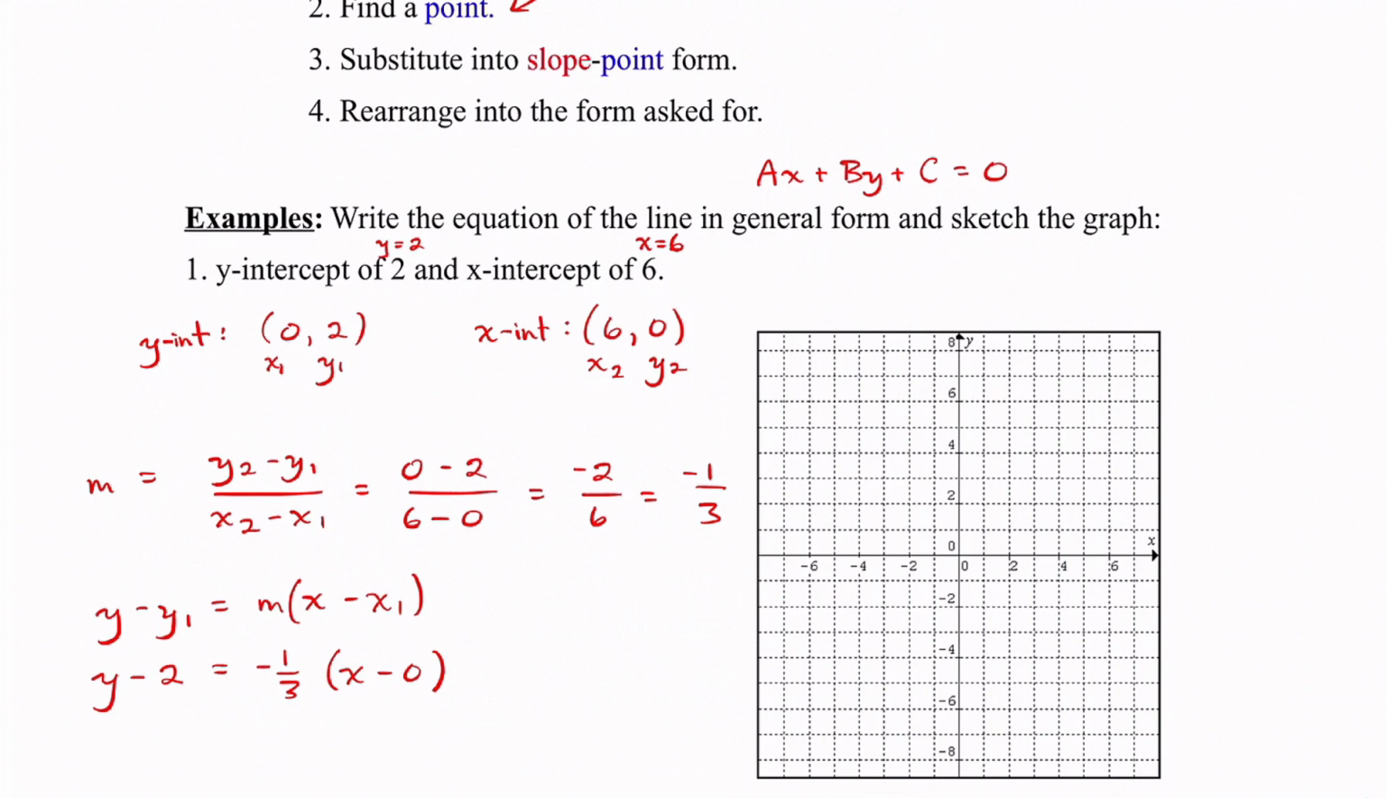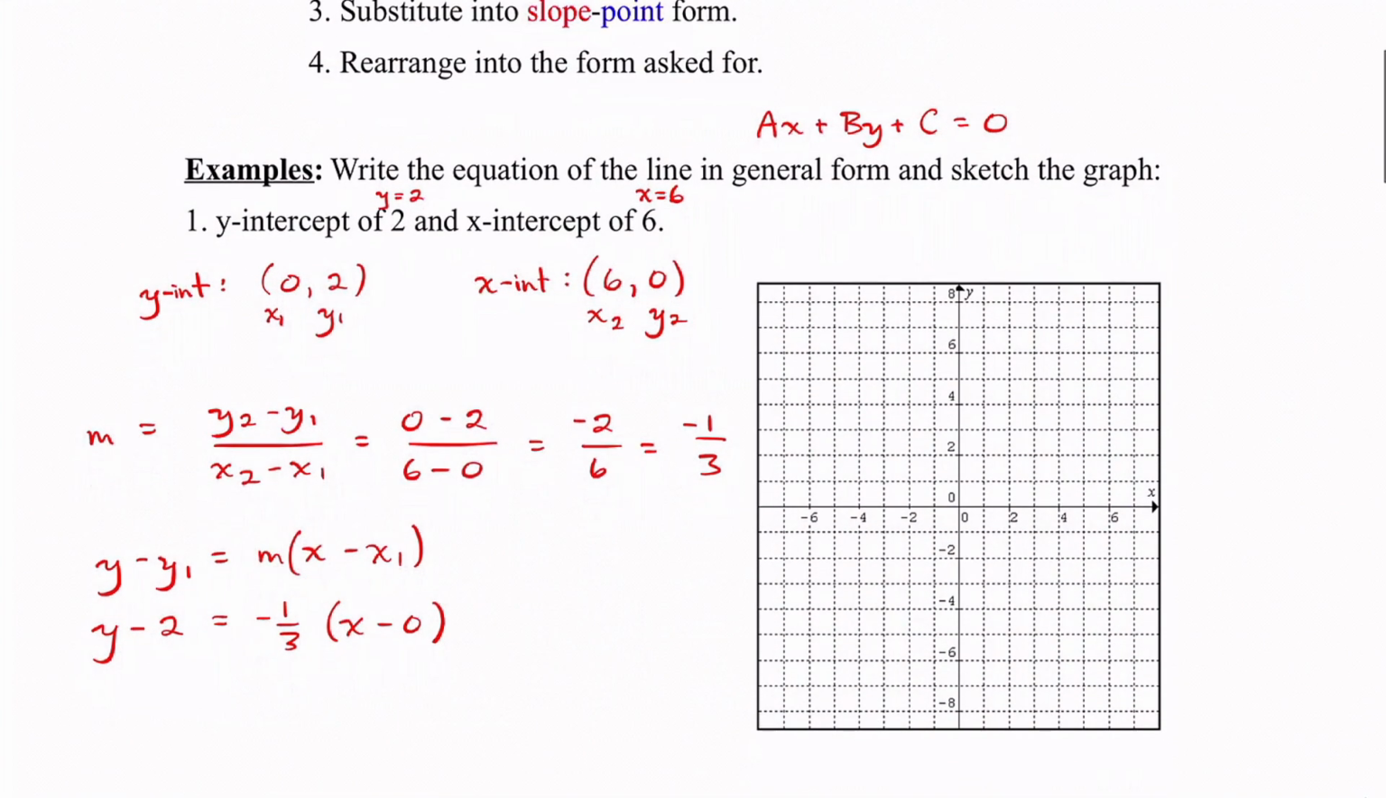So we've got that. That's our slope point form, but we want to get it into the general form. So we've got to move everything into one side and then get rid of the fraction or negative in front of the x. So I am going to move everything over to the right-hand side. When these things move over, their signs are going to change. So I'm going to have 0 over here, then I'm going to have negative 1/3 x minus 0, which is just x, so I'm just going to put an x there.